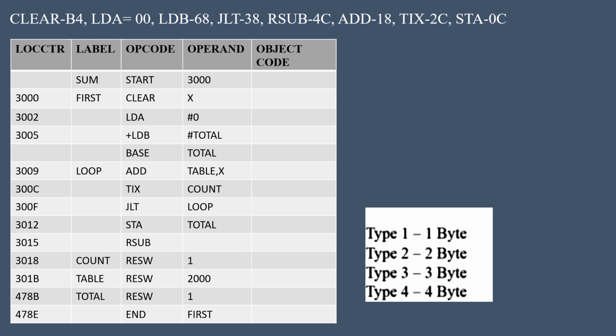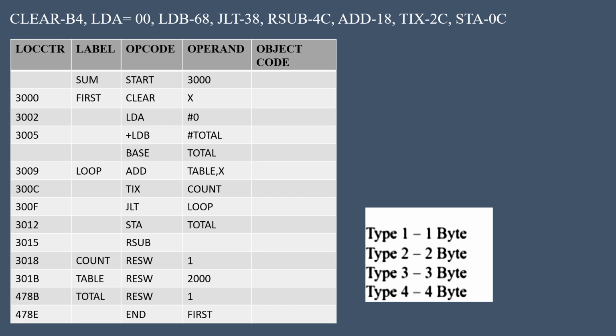Then we have the involvement of plus in our next instruction, which means it is type 4. So 4 bytes have to be added, and we don't have any location counter value for the assembly directive, that is BASE. So 3005 plus 4 is 3009 for our next instruction. Then we have TABLE,X which is index mode, so it is type 3. So 3 bytes have to be added. 3009 plus 3 is 300C.